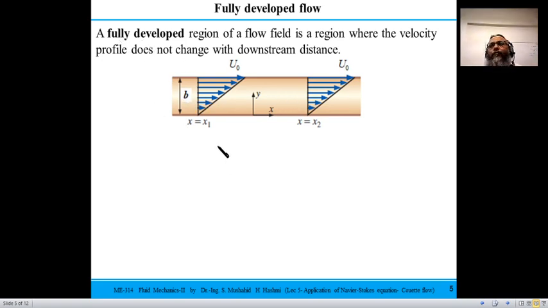So what does fully developed flow mean? As you are moving from upstream to downstream, if your velocity profile is no longer changing, when your location is x1, and as you move in the direction of x to some other distance x2, your velocity profile remains the same, it doesn't change, then you call such a flow fully developed. So it means once the flow enters into this channel, its flow is not developed.